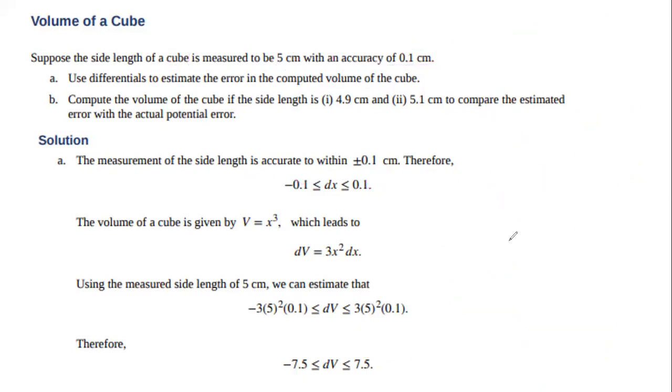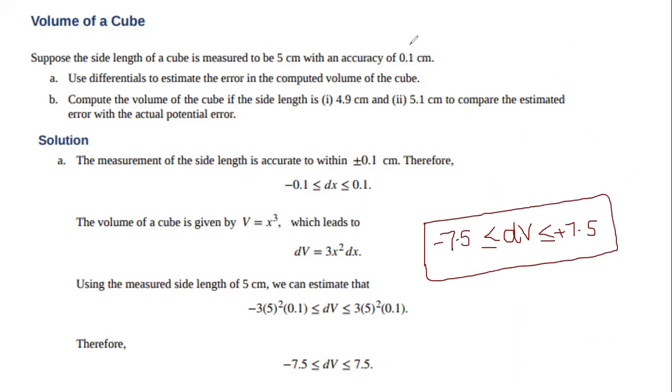So my approximated value will be dv less than or equal to positive 7.5, because this is the upper limit, and it is greater than or equal to negative 7.5.